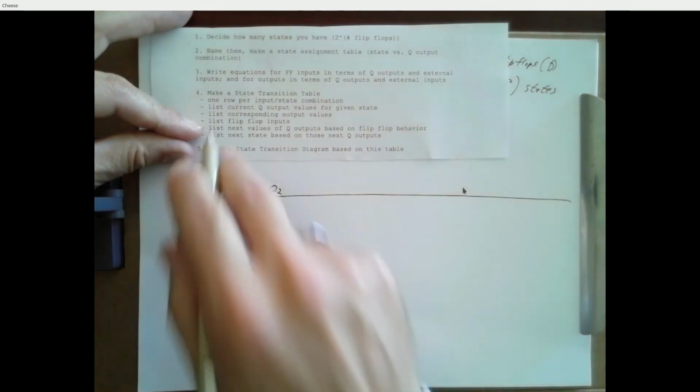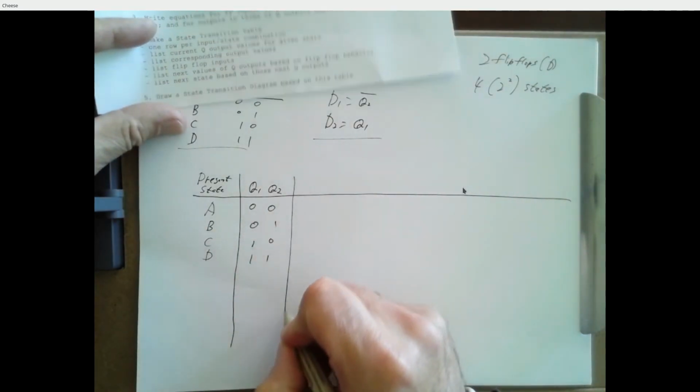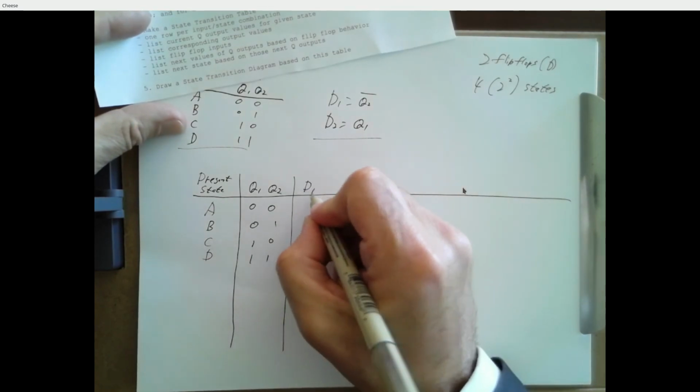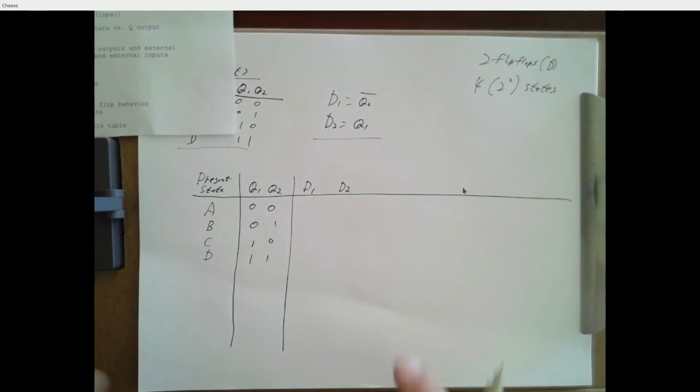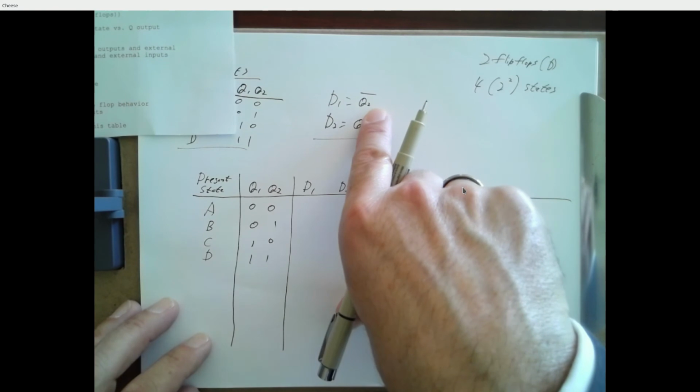Okay, fourth step, list the flip-flop inputs. Well, we have two flip-flops. They each have a D input. So here's D1, here's D2. And we can fill these in because we've got equations for D1 and D2. So we already decided D1 is just the complement of Q2.